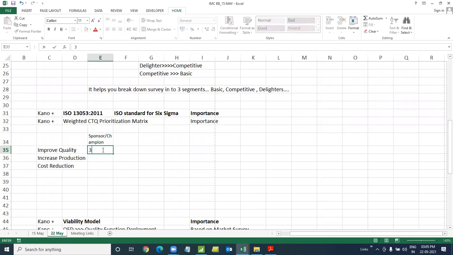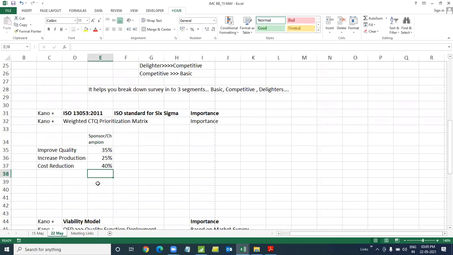So say 35% was the weightage given by the sponsor or champion to this problem. Production was given, say, 25%, which makes it 50, 60. This is like 40%. So out of 100%, what is the weightage they are giving to these problems? These weightages are secured from the sponsor or the champion.